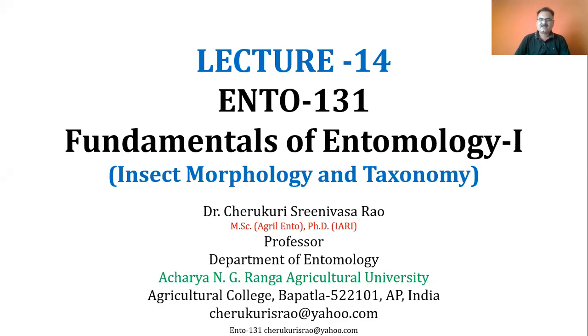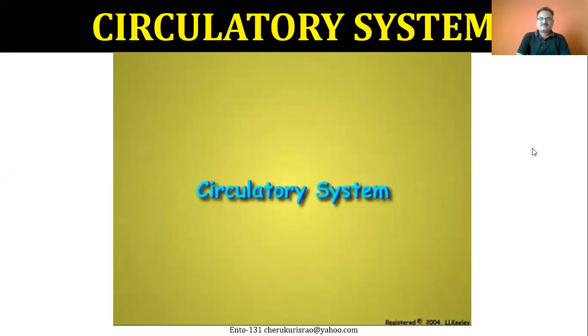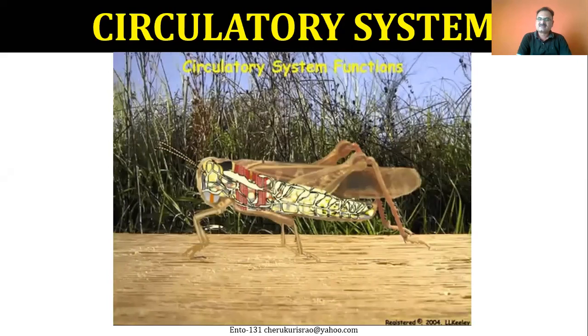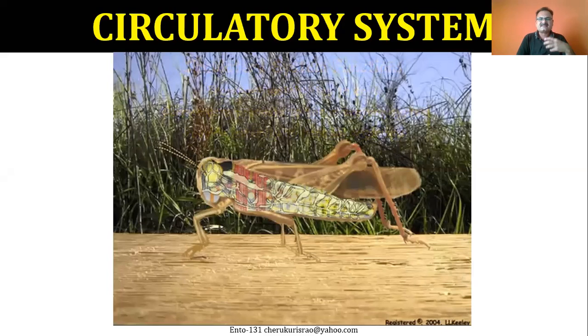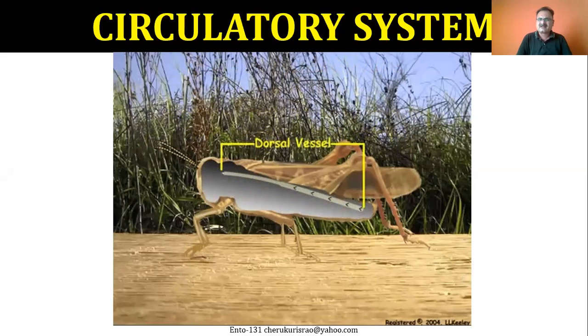Let us just watch this video. You will try to understand how the circulatory system of insects looks. That's what we have discussed. The biggest important function of any circulatory system, not only in insects, even in humans, is the transport of various chemicals. It can be salts, it can be amino acids, it can be whatnot. It's a transport mechanism from one place to another place.